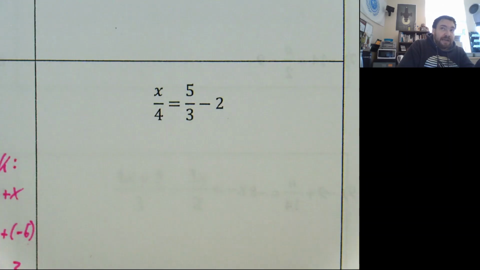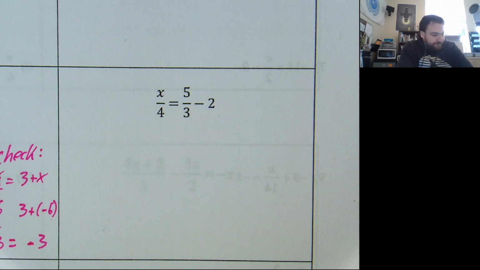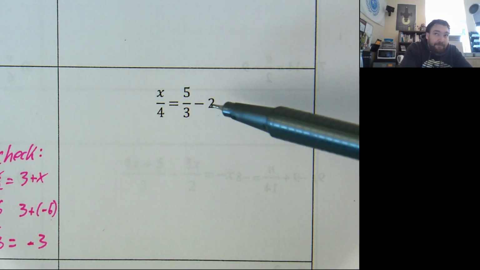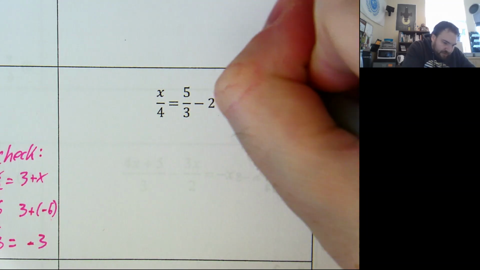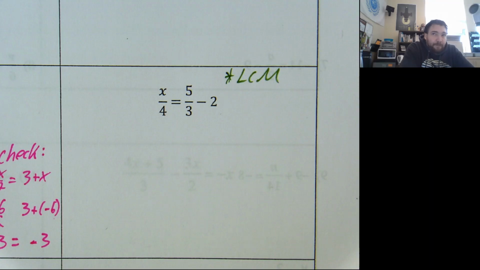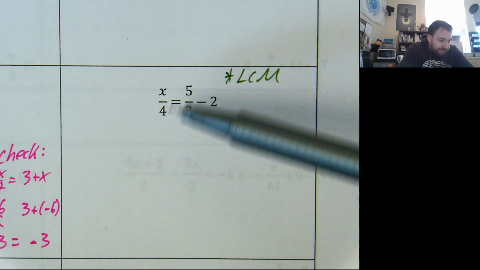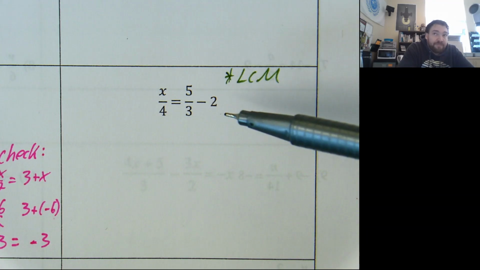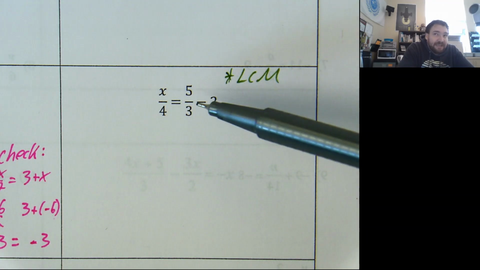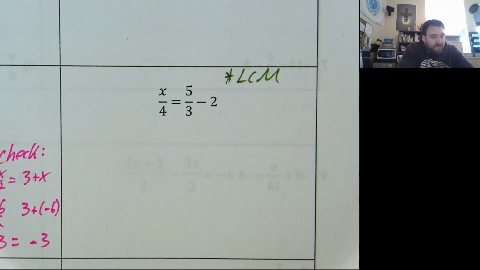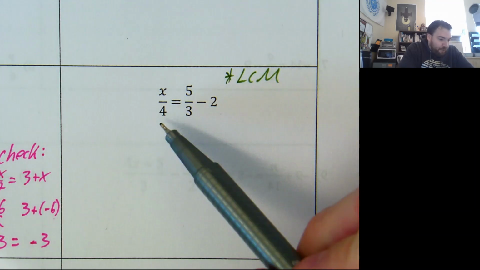So first, I'm going to demonstrate what it looks like to multiply by the LCM, or lowest common multiple. So let's take a look at the question. I've got x over 4 equals 5 over 3 minus 2. There are 2 fractions in there. We don't like fractions. Fractions make you guys uncomfortable for some reason, so let's get rid of them. I've got multiple denominators here. I've got a 4, I've got a 3. What is the lowest common multiple, or the smallest number that 4 and 3 both go into?